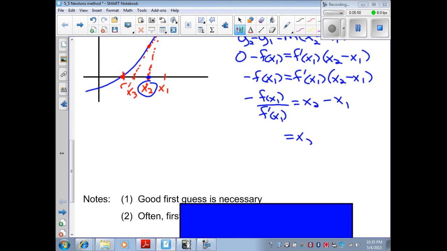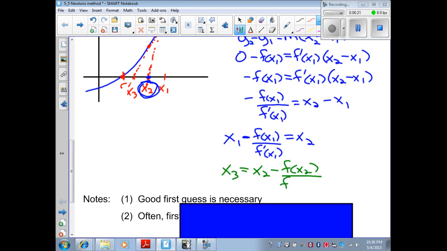Or x2 equals x1 minus f of x1 over f prime of x1. That is the next x-intercept as we go through this process. Now, if you took it a step further, same thing will happen for x3. If you want the next x-intercept, it'll just be x2 minus f of x2 over f prime of x2.